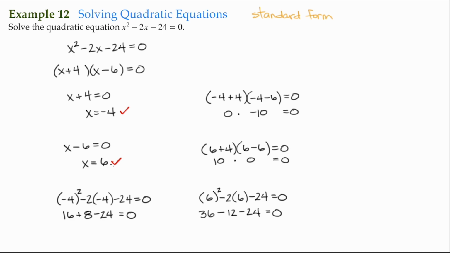So the solutions to this quadratic equation, x squared minus 2x minus 24 equals 0, is x is equal to negative 4, and x can also equal 6. And there we have it.